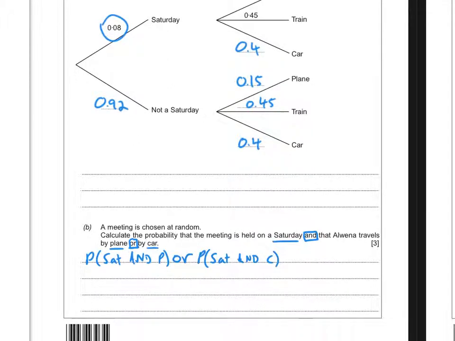So the use of and means I need to multiply, and the use of or tells me I need to add. So I'm saying, well, this bracket is the 0.08, because that's the probability of travelling on a Saturday, times by, for and, 0.15 for plane. Or tells me I need to add the probability of Saturday again, 0.08, times by the chance of going by car, which is 0.4. So again, I can plug that straight into my calculator, and that gives me an overall answer of 0.044.